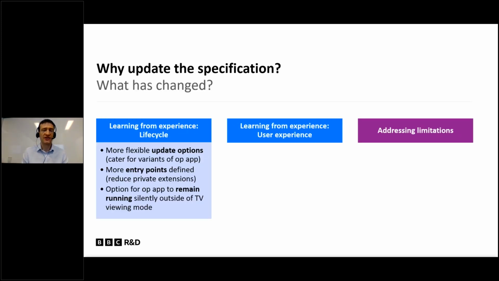Some of those learnings are around the life cycle. There are now some more flexible update options for the OpApp deployed in the field, to allow for different variants of the OpApp being deployed simultaneously and arranging the update paths for those. There are some more entry points defined for the OpApp, based on learning from HC+, reducing the need for private extensions to the spec. There's also an option, if the device supports it, to allow the OpApp to remain running in additional circumstances so that you can return to the TV viewing mode in a faster fashion.